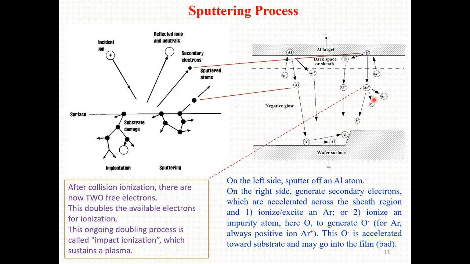What happens next? This ongoing doubling process is called avalanche ionization. Whenever a secondary electron strikes an incident neutral argon atom, it ionizes that argon with the release of two more electrons. This process doubles the available electrons for ionization, and this doubling process is called avalanche ionization. It is of particular importance for sustaining the plasma in the process.